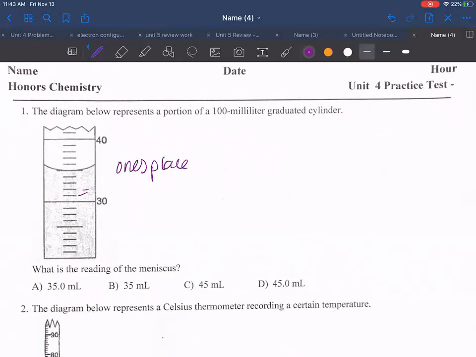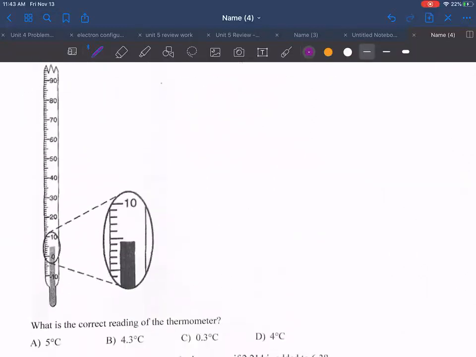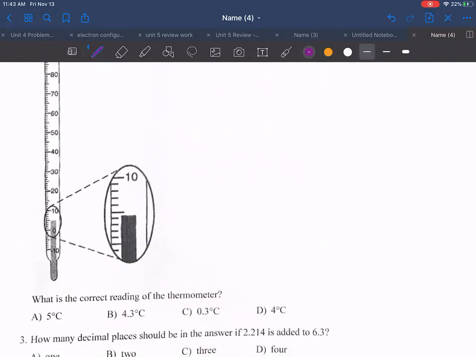We always wanna estimate 1 place further, so we're gonna estimate to the 10th. So you guys should have gotten A. Same idea for this thermometer. In our case, it is going up by 1s, so we're gonna measure to the 10th place. You guys should have gotten B.